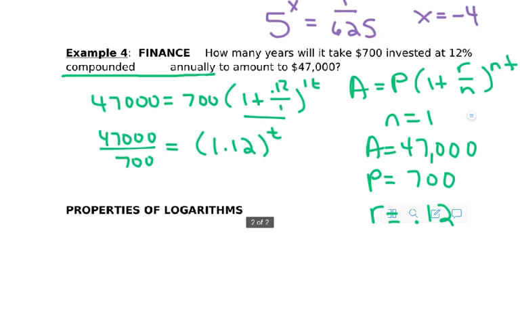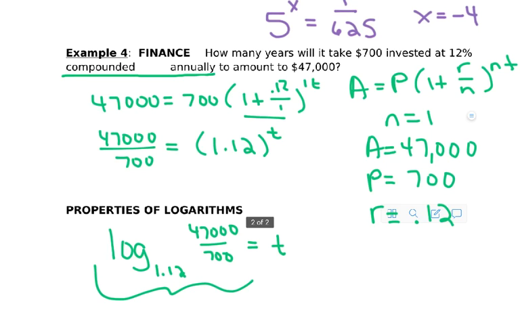This is an exponential equation because the variable is in the exponent. In order to solve this equation, it might help us to convert it to log form. So in log form, it's log base 1.12 of 47,000 over 700 is equal to t.